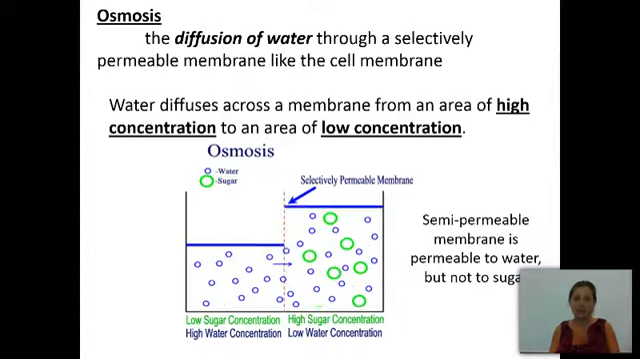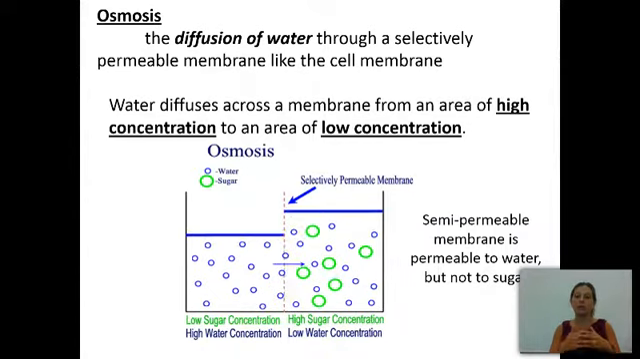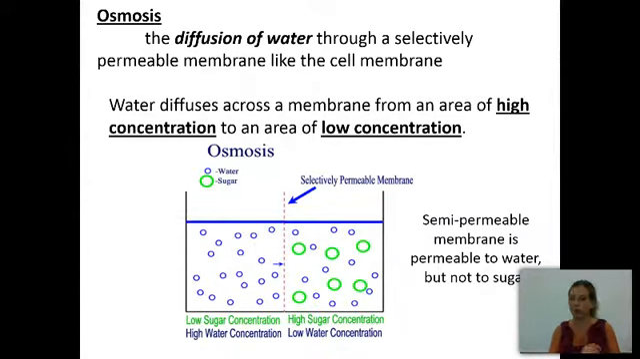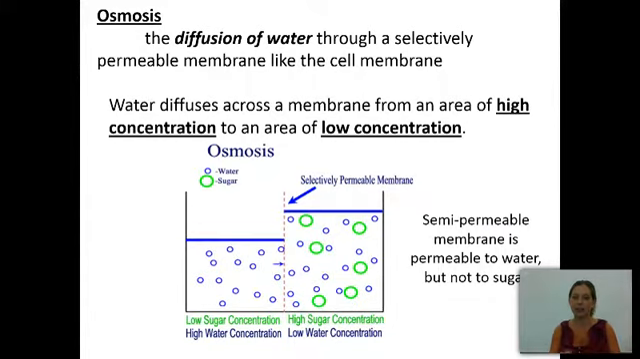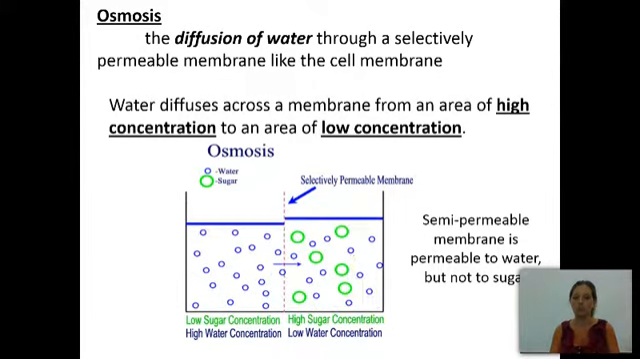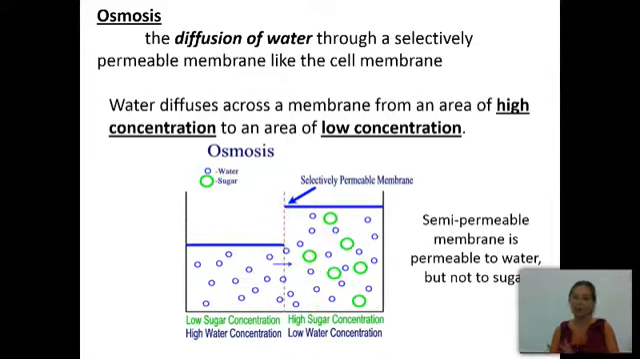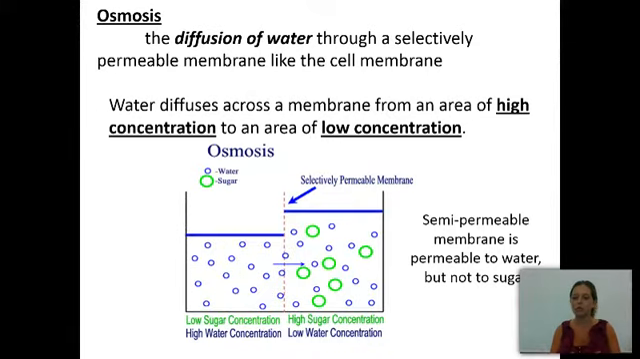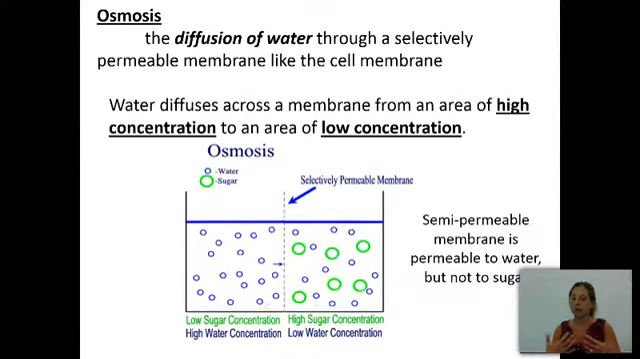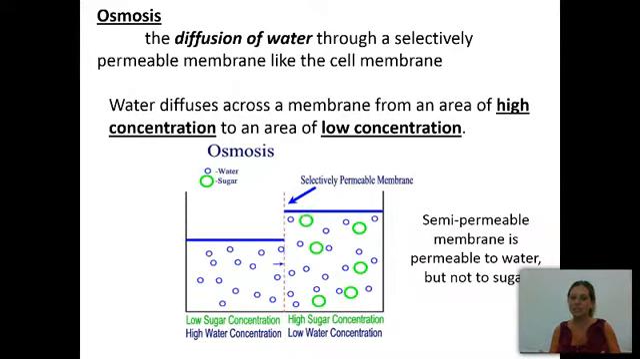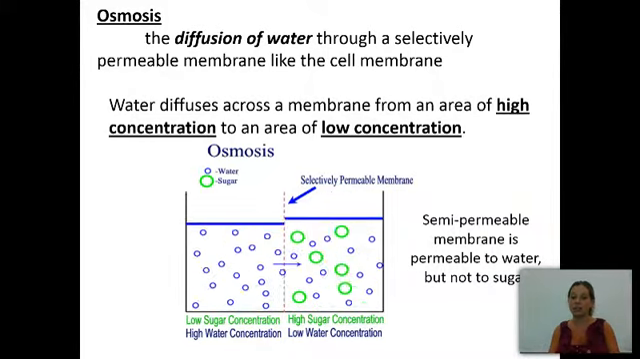So it's a specific type of diffusion where you have the movement of water across the membrane. Underline, bold, highlight, capitalize the word water. It's the diffusion of water. So again, still going from a high concentration to a low concentration. This is what molecules want to do. Water wants to spread out as much as it can, so it does not require any energy.